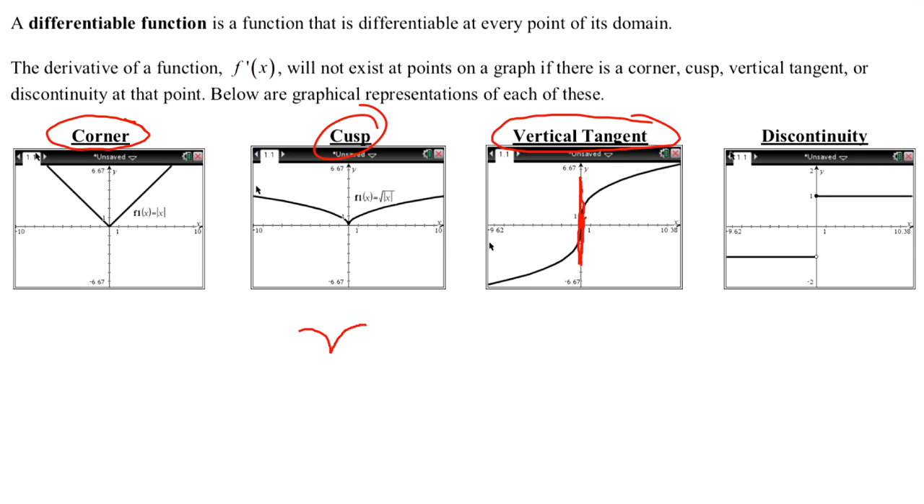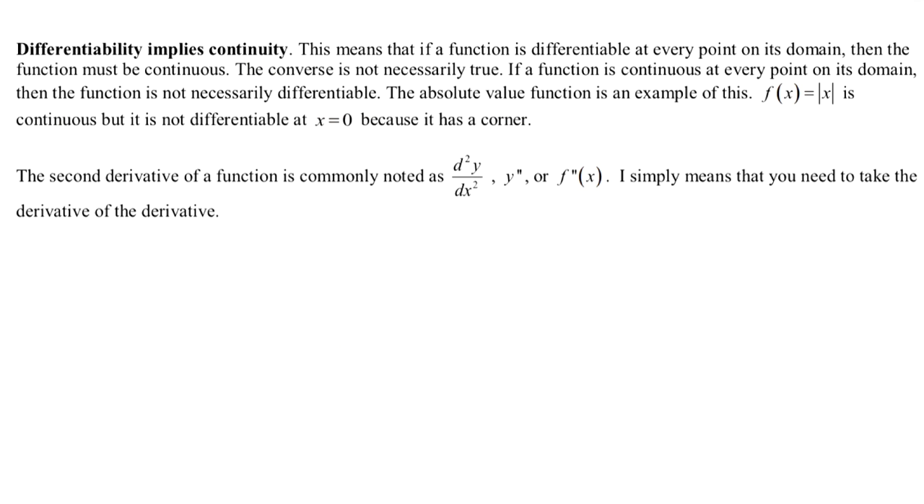And then lastly, that is when you have discontinuities. Now the discontinuity I have shown here is a jump discontinuity, but really with any type of discontinuity you will not have a derivative. It might be a vertical asymptote, or it might be a jump discontinuity, or it might be a removable discontinuity. None of those will have a derivative at that particular point.